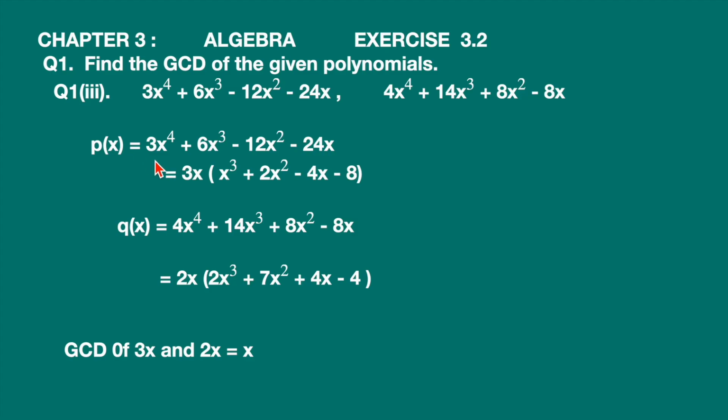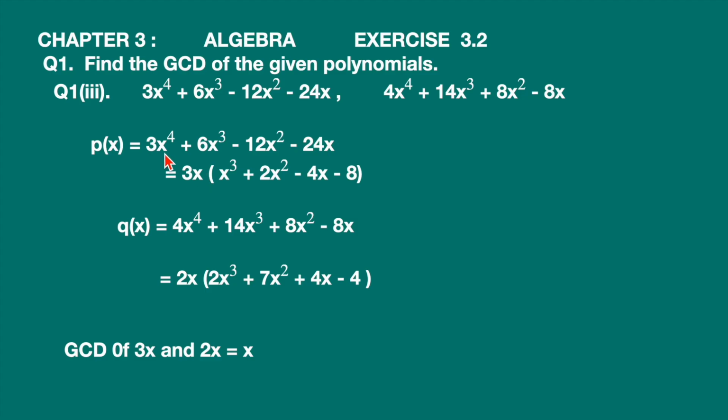So 3 is a common factor. So we are taking it outside the bracket like this. And here in the variables, x is also a common factor. So we will take x also as a common factor. Okay. So 3x, write it outside, put the bracket.